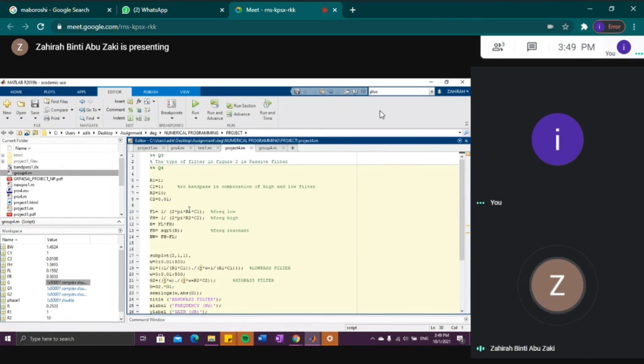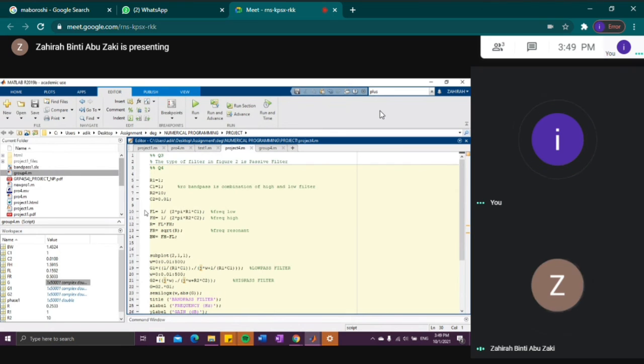Next, I have to analyze the frequency resonance and bandwidth for question number 4, which combines the figure 1 and figure 2 circuits, so it becomes the RC bandpass. We know that in figure 1, the value for R1 and C1 is 1, while in figure 2 they don't give the value for R2 and C2. So I put R2 as 10 and C2 as 0.01.